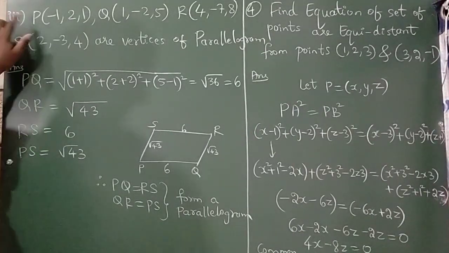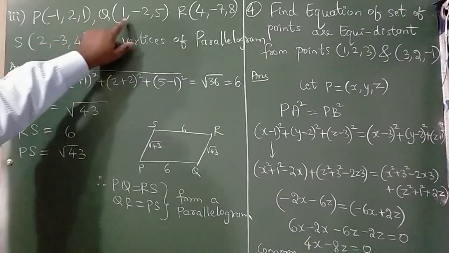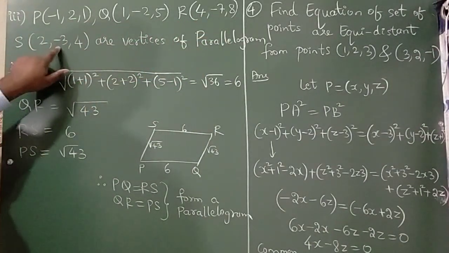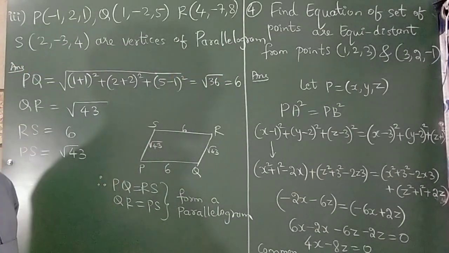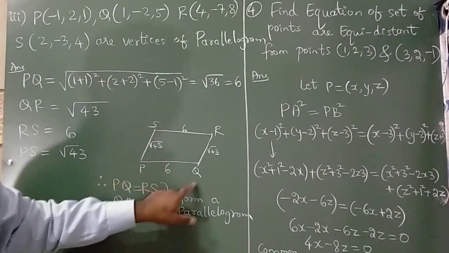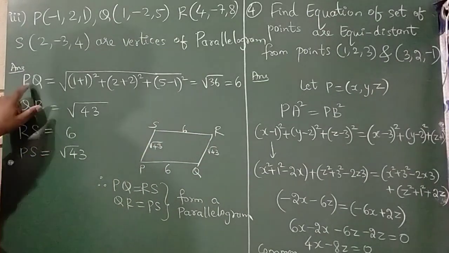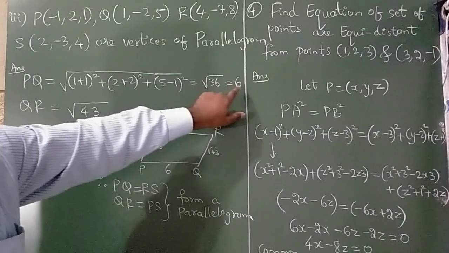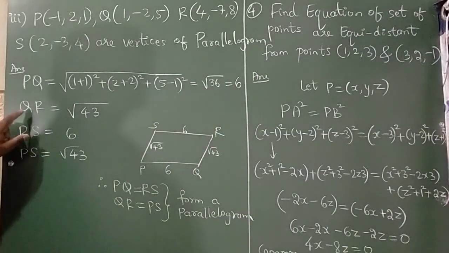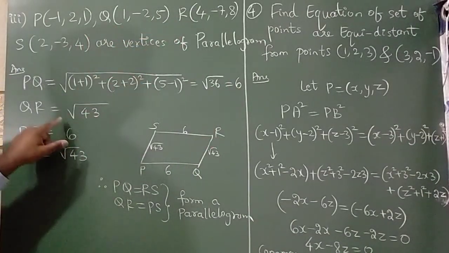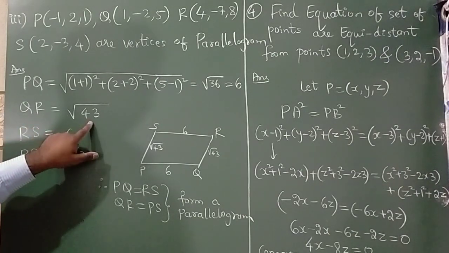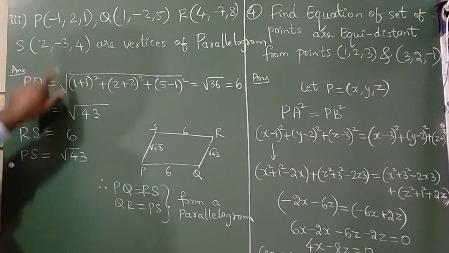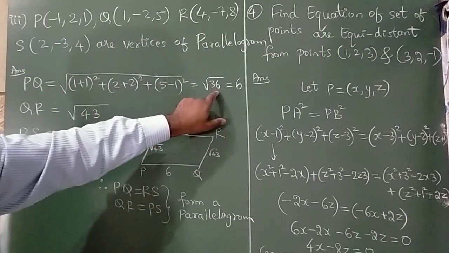Now third question. P (-1, 2, 1), Q (1, -2, 5), R (4, -7, 8), S (2, -3, 4) are vertices of a parallelogram. So this is the parallelogram PQRS. Okay. Now first PQ, I am going to apply the distance formula. I will get root 36, that is nothing but 6. Now next QR. If I apply the distance formula, I will get root 43. Next RS. RS, if I apply the distance formula, I will get 6, the same as before.